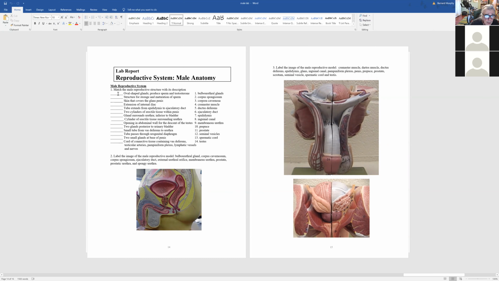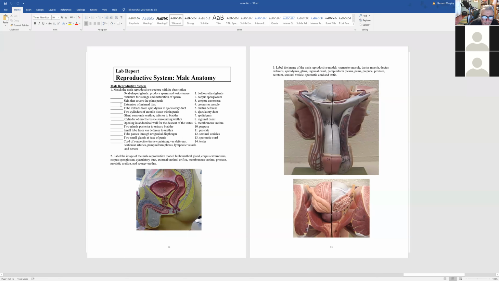So the very first one is 14, testis. Second one is 7, epididymis. Third is 10, prepuce. Here's the one I don't understand: extension of internal iliac. I don't know what they're talking about there.